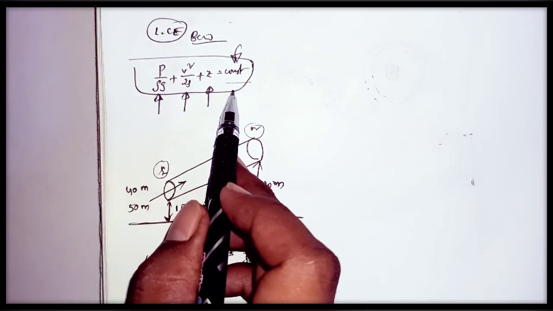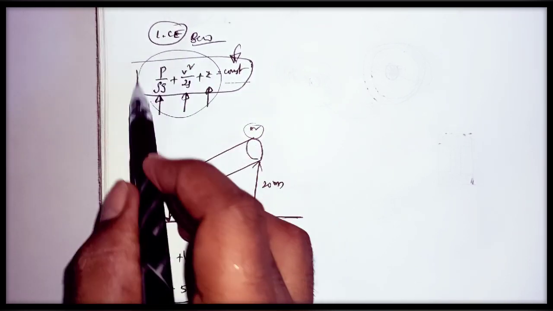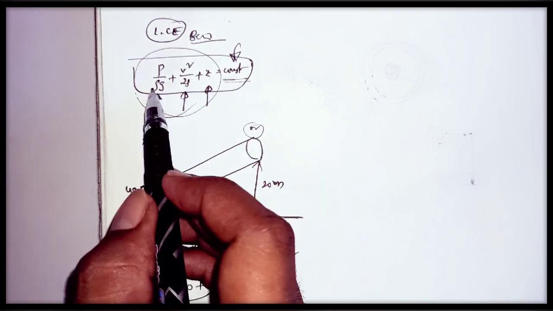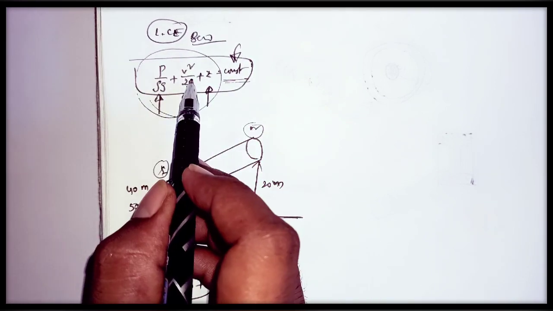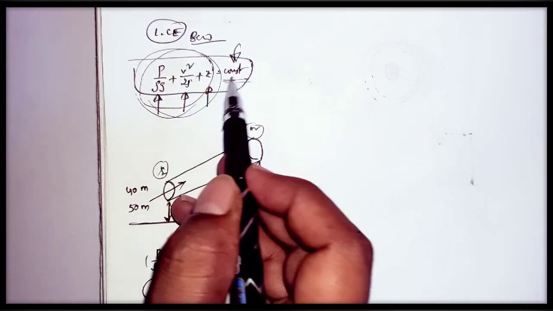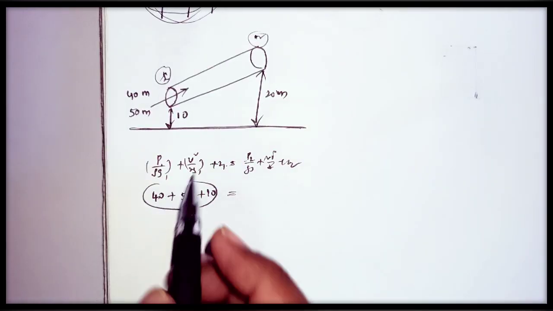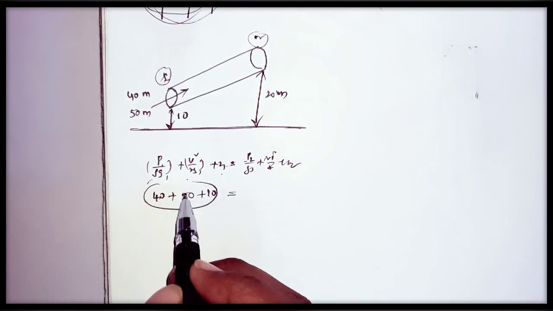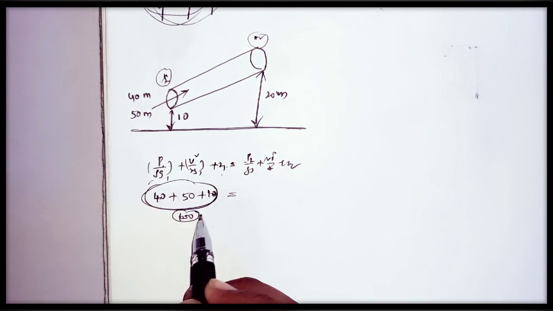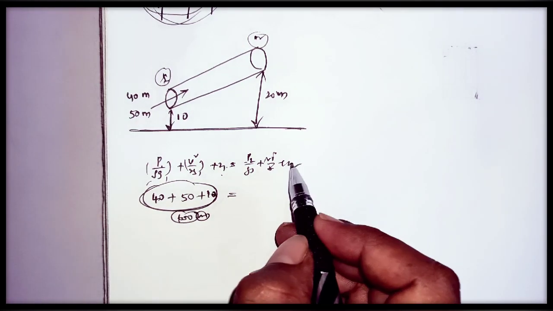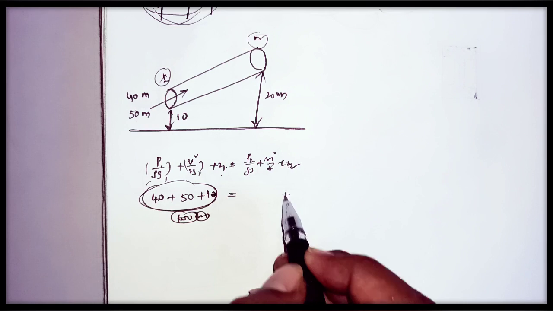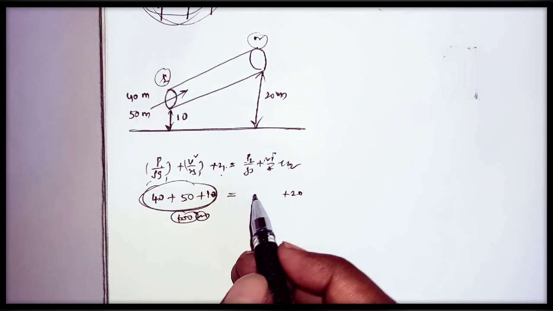If we apply it anywhere, the summation of these three values is called constant. In between they may vary, but the summation of these three values is equal to constant. Here the pressure head, kinetic head and datum head total is 100 meters. And the datum head at section 2 is equal to 20.